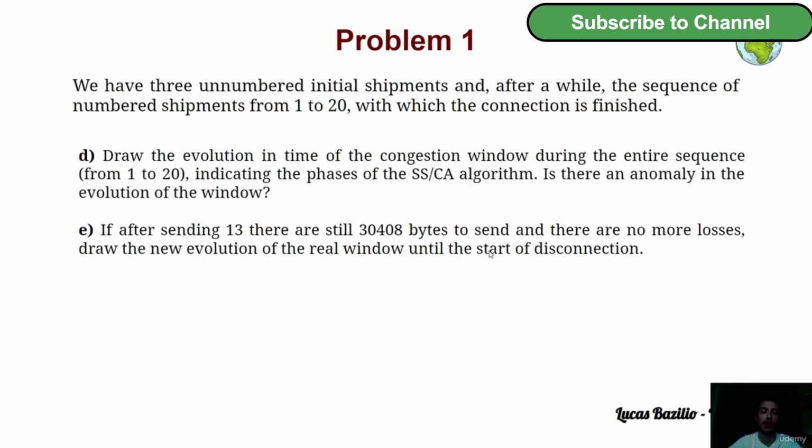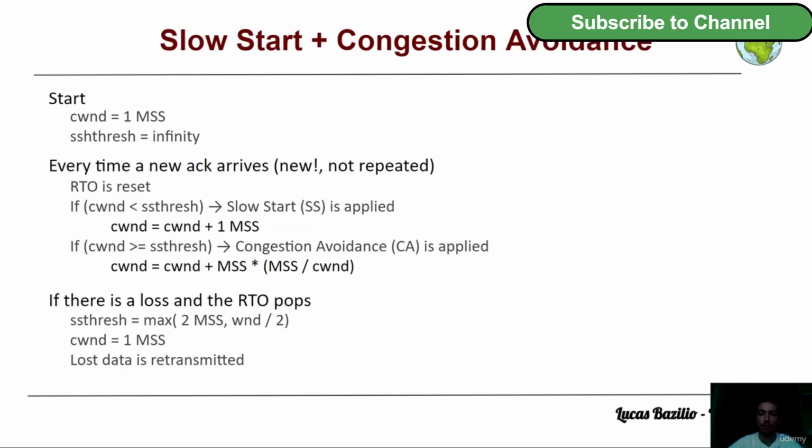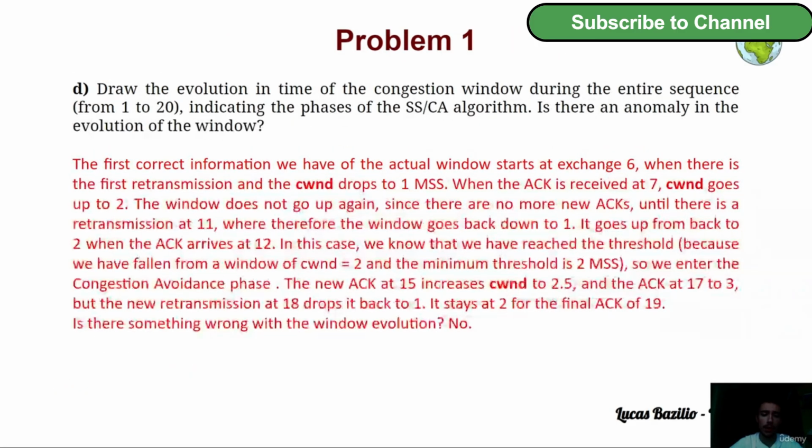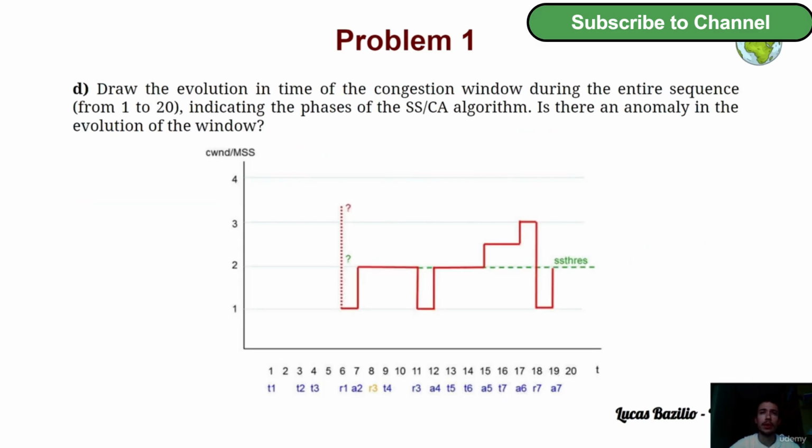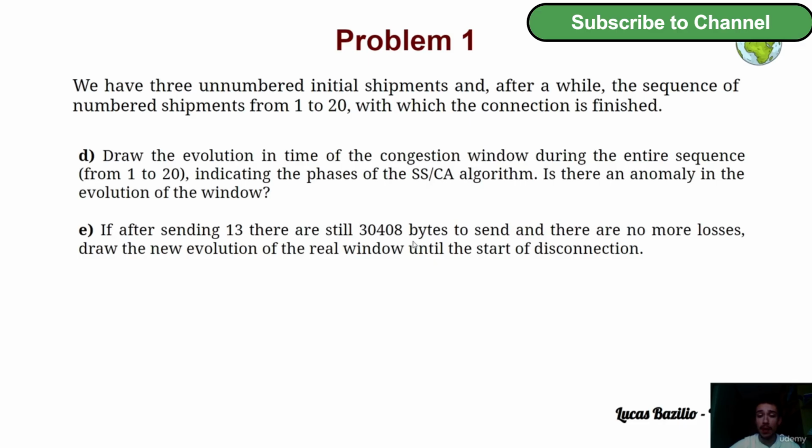Now again we need to use the slow start and congestion avoidance that we already studied, and we have been working with this approach on the previous question, question D. Remember that on question D we drew the evolution in time of the congestion window during the packets. And so now we need to come back to this plot, and what we need to consider is that after sending the packet 13, which is this one that we see here, there are still 30,408 bytes to send. And also there will be no losses, so there will be no retransmissions.